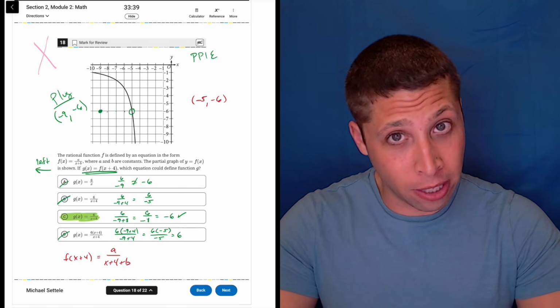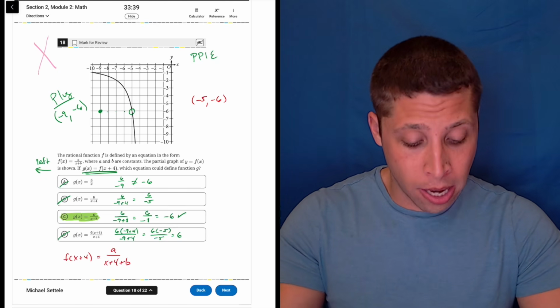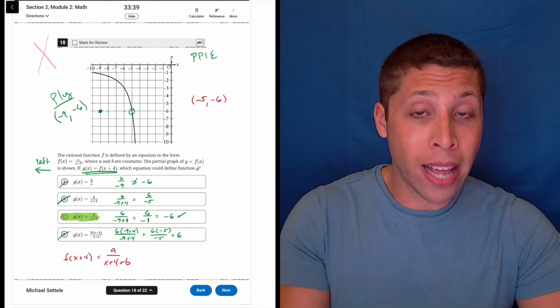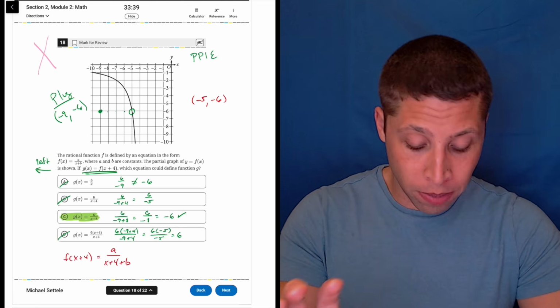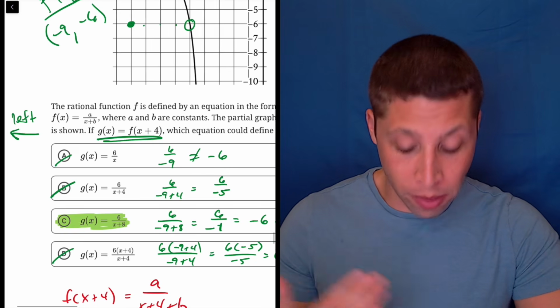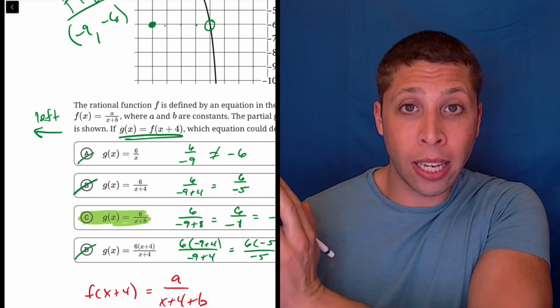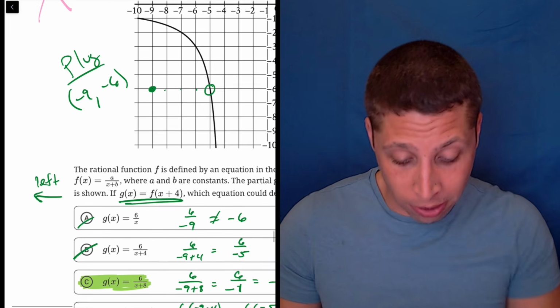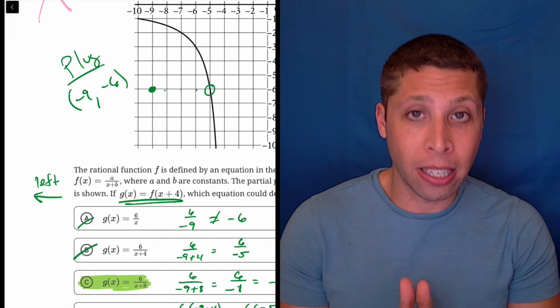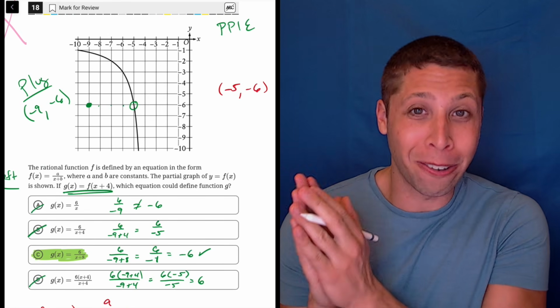But you don't actually need to know it. They give you the graph, and those are the collection of points. So that -5, -6 that's in red, that was the point that I noticed originally. Then when they talk about this, g of x is equal to f of x plus 4, that is telling me that the g of x graph is shifting to the left 4 units. So this point right here, -9, -6, is this -5, -6 shifted those 4 points.